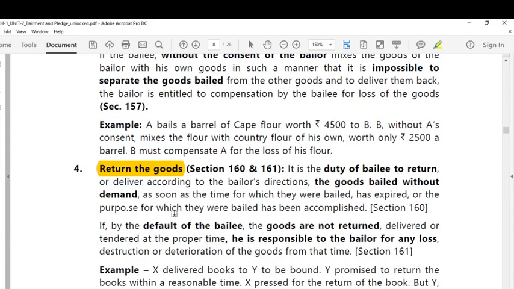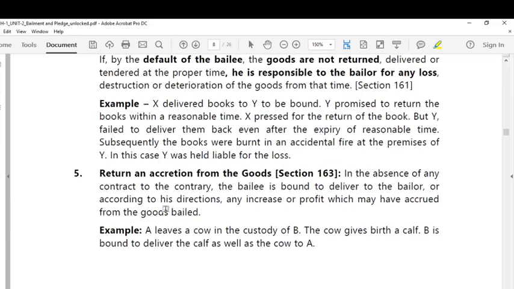Very simple duty. And the next one is to return any accretion from the goods. Accretion from the goods means that if there is any addition that happens to the goods which were kept with the bailee under the contract of bailment, that accretion also should be returned back to the bailor. In the absence of any contract to the contrary, the bailee is bound to deliver to the bailor, or according to his directions, any increase or profit which may have accrued from the goods bailed.